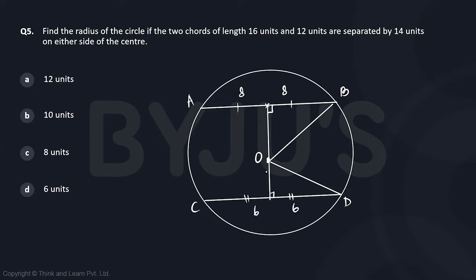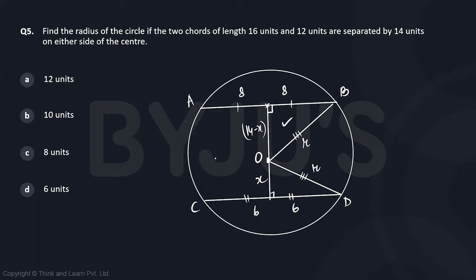And the distance between the two chords is given as 14. So let's assume this part is X and this part is 14 minus X. OB and OD are going to be the same thing because they both are radii, right? From the center onto the circumference.